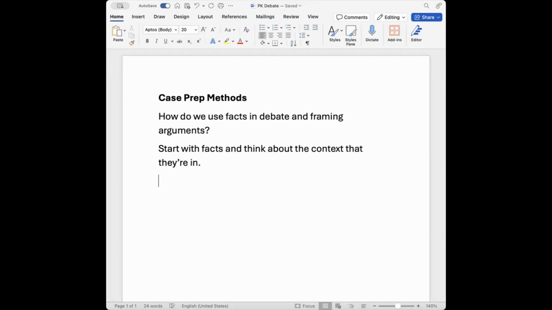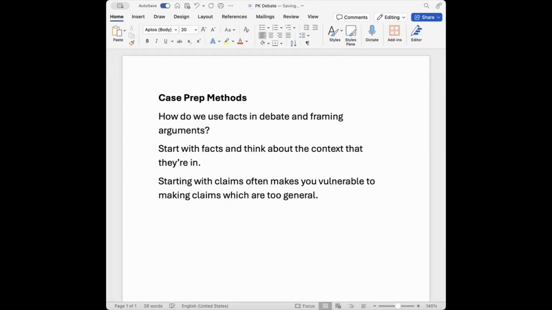And what that often does is that starting with claims makes you vulnerable to making claims which are too general. If you think of most debates, you'll notice that most social welfare debates have a similar set of arguments on protecting the market economy versus protecting vulnerable folks. What is the best way to protect vulnerable folks? Are governments effective arbiters of resources, and hence of providing aid and assistance to vulnerable communities? All of those things come up in every social welfare debate.